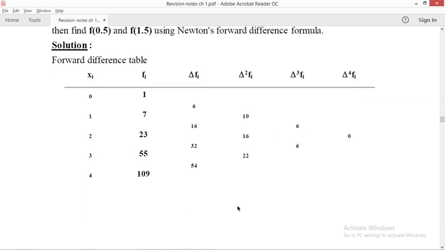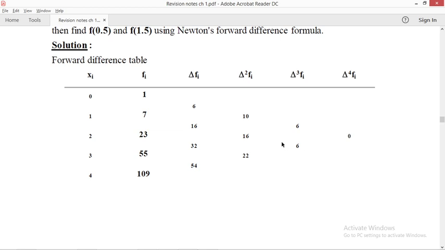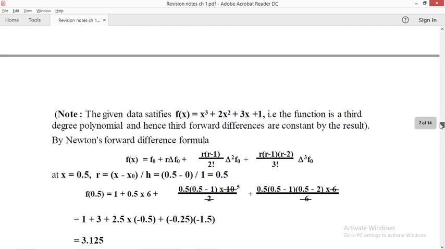Now, we have made a difference table for the same. For the first difference, it is 7 minus 1 giving 6, 23 minus 7 giving 16, 55 minus 23 giving 32, 109 minus 55 giving 54. In the second difference, we use the preceding column: 16 minus 6 giving 10, 32 minus 16 giving 16, 54 minus 32 giving 22. Similarly, we have calculated all the values in the table.